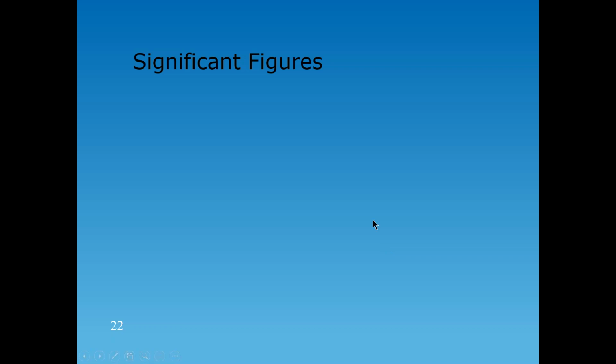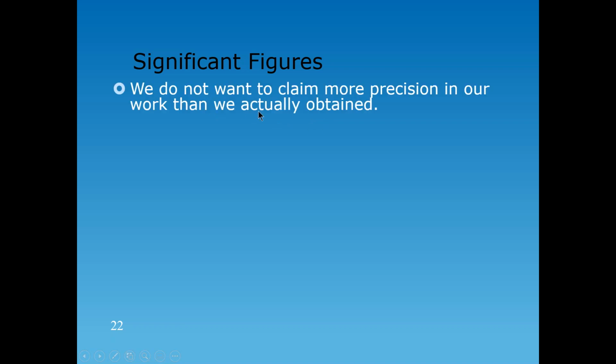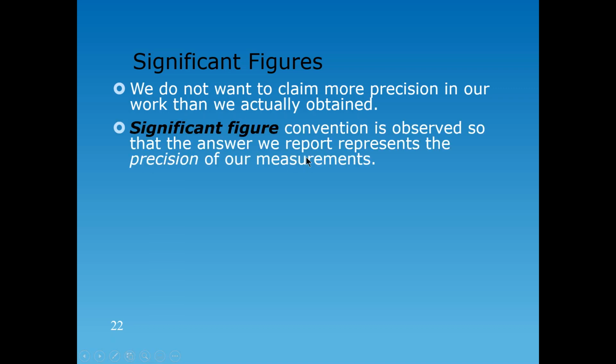Well, we do that by looking at the number of what we call significant figures in an expressed measured value, right? So as stated here, we do not want to claim more precision in our work than we actually obtain, all right? As we said before, measured values are at best estimates based on the type of instruments used, based on the experimenter, and so on. So the concept of significant figure is a convention that is observed so that we reflect our measurements to the correct level of precision, all right?